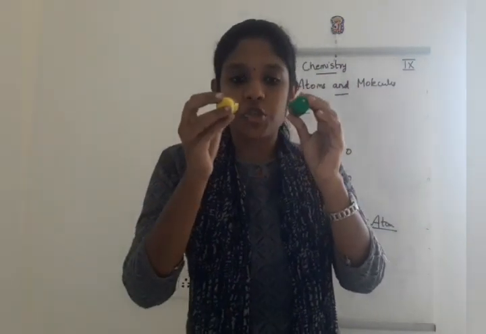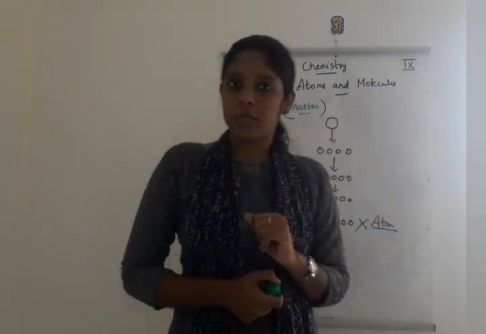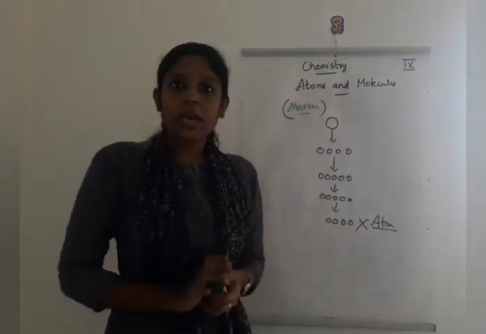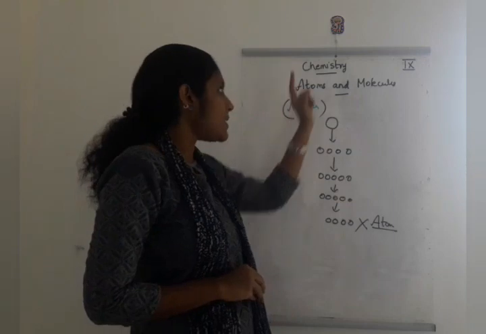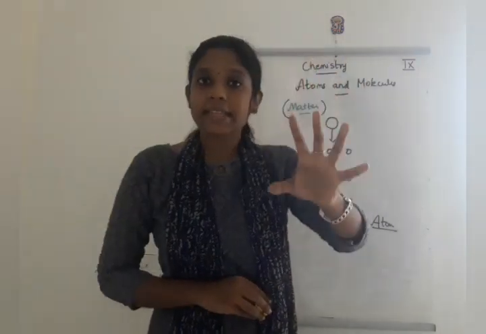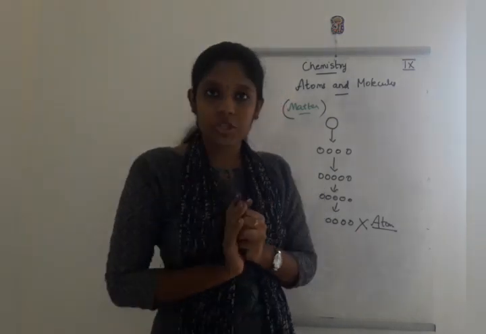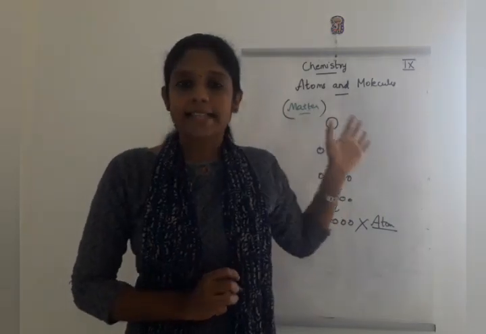An atom combines with another atom in definite proportion and forms molecules. Okay, so now we have an idea what an atom is and what a molecule is. An atom is the smallest entity or smallest particle of matter, and an atom combines with another atom in definite proportion, in definite ratio, correct proportion. That is called a molecule. So this is an introduction of atom and molecule.